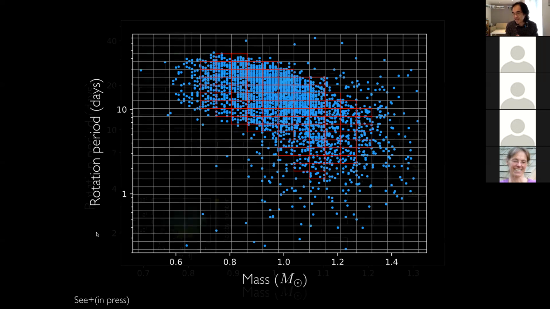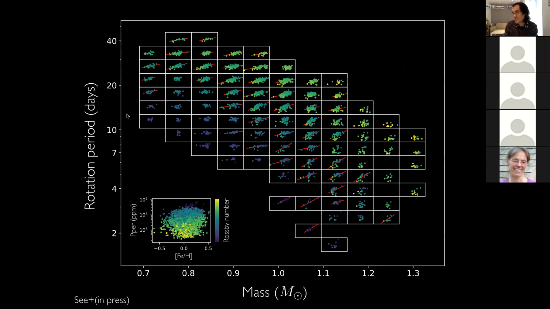Okay, so that's what this looks like. All of these subpanels within the figure correspond to one of the red bins from the previous slide, but within the bin it's showing variability as a function of metallicity, and all of the subpanels have the same axis limits as this inset on the bottom left here. Now, this inset just basically shows all of the subpanels stacked on top of each other. It's not that interesting in and of itself.